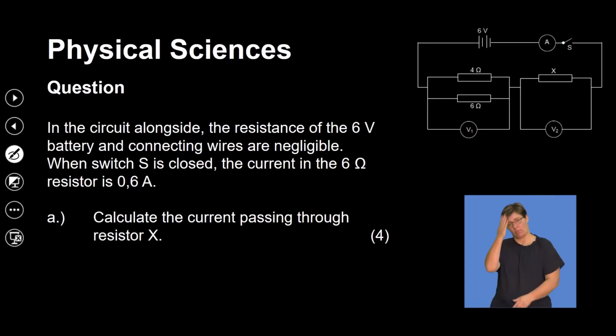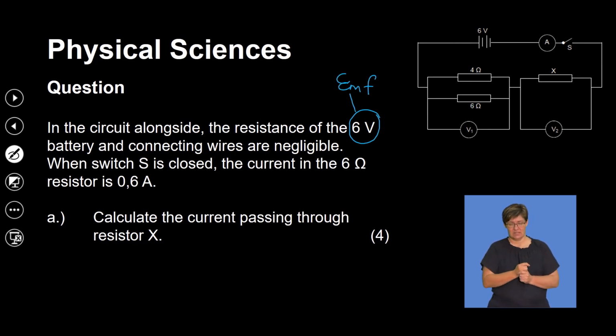Now let's look at the last question, which says, in the circuit alongside, okay, the circuit is given, the resistance of the 6-volt battery and the connecting wires are negligible. So it means that this 6 volts is actually the EMF of the battery. Because we are saying that the battery has negligible resistance, it doesn't offer any resistance to the current flow. Switch S is closed. There is our switch S.